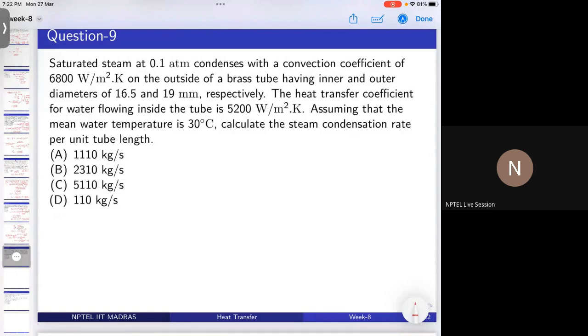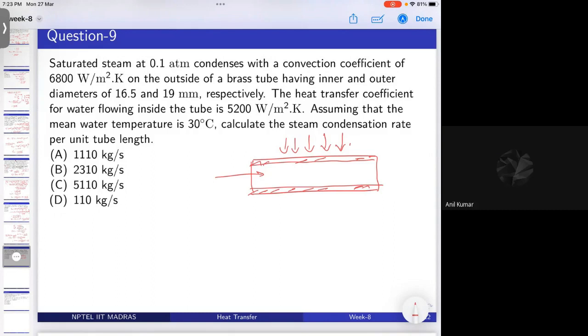So how to do this? We have a step two. Its inner and outer dimensions are given. The water is flowing inside and the steam is condensing outside. What we have to first do is find out the outer surface temperature of the brass tube. Am I right?